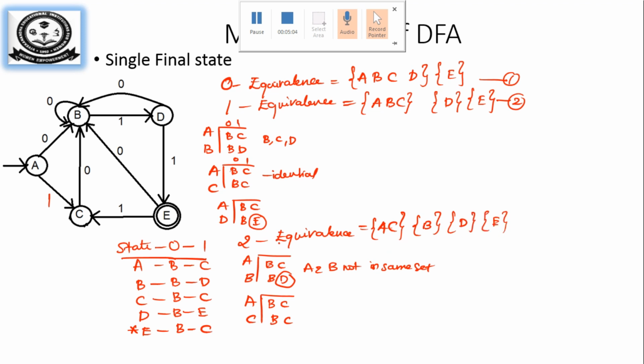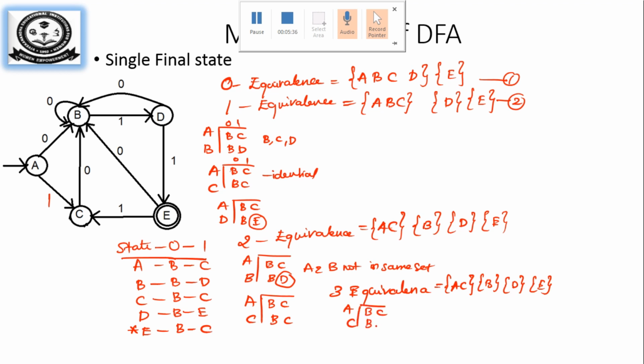So now, even though you have found second equivalence, we have to check again for the third equivalence. If there is no change in the set, you can stop the process. Otherwise, we have to continue. So again AC, B, D and E. So going for third equivalence, you have only one combination, A and C. We will check whether A and C stay in the same set.